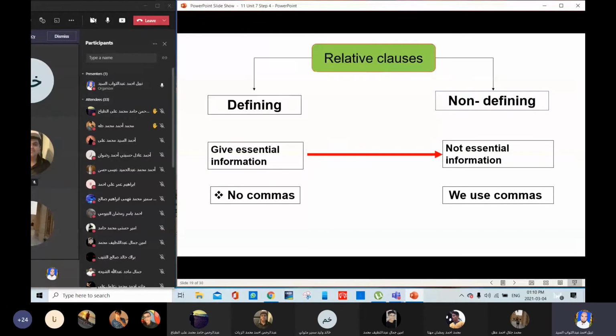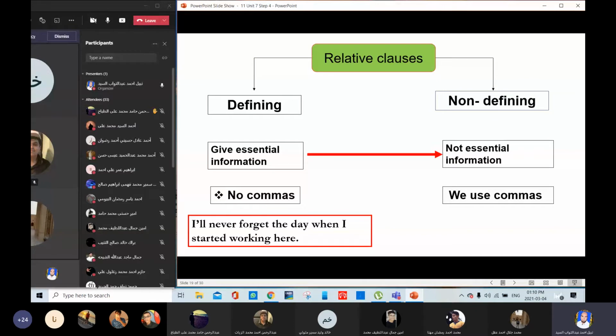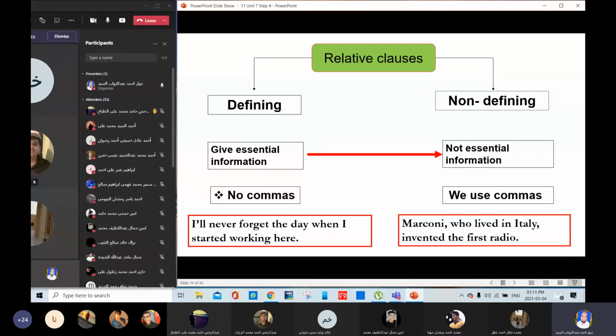So relative clauses are divided into two parts, defining clause and non-defining clause. Defining clauses give essential information and we don't use commas. Non-defining clauses give non-essential information. We use commas. I'll never forget the day when I started working. Marconi, who lived in Italy, invented the first radio. Here, in the second sentence, you put commas because this is unnecessary information. You can delete it. Marconi invented the first radio because there is only one Marconi. Okay?